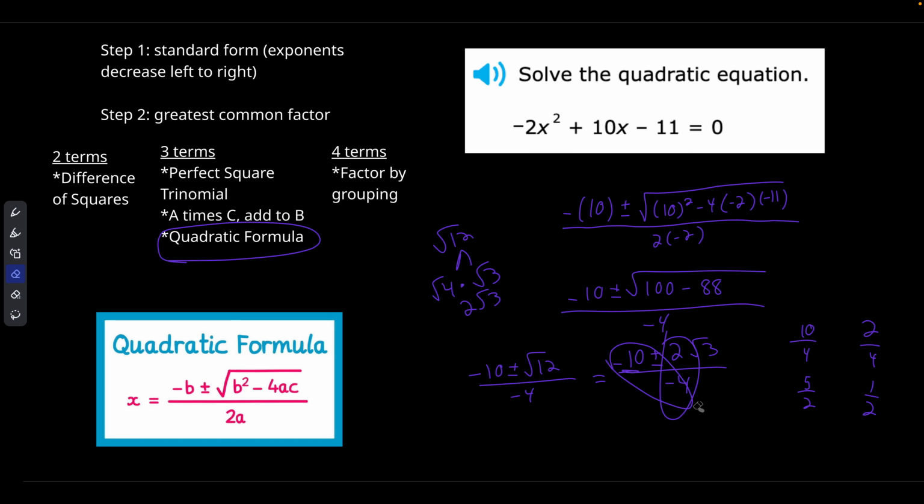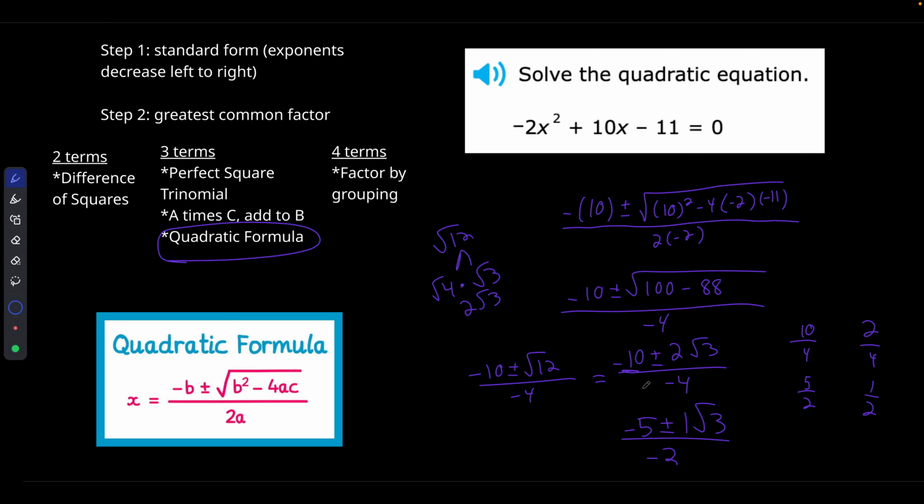So now, our final answer looks like this. 5 over 2 plus or minus 1 square root of 3. Remember, there were negative signs on the 10 and the 4, so let's make sure we keep those in our final answer. Notice here is the 5 over 2, okay? And here is the 1/2.